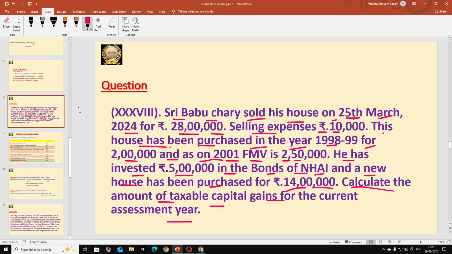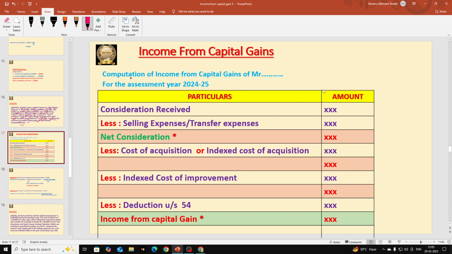They are asking us to calculate what is the taxable portion of capital gain. So we should calculate it and we should show that. So this is the question, students, and this is the format that we are going to follow whenever we are going to solve this. Always the columns are particulars and amount, and this is the format. One by one we should write in the order, and everyone has to remember this. And on the top you should give the heading, students.